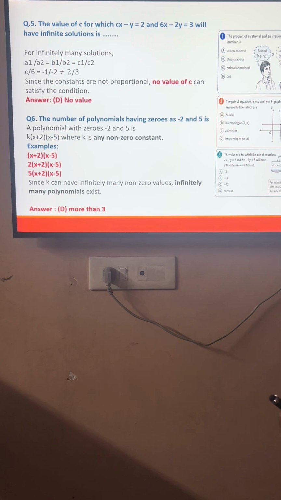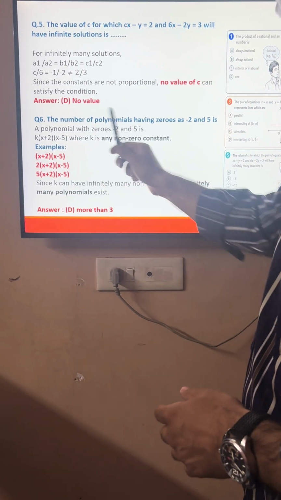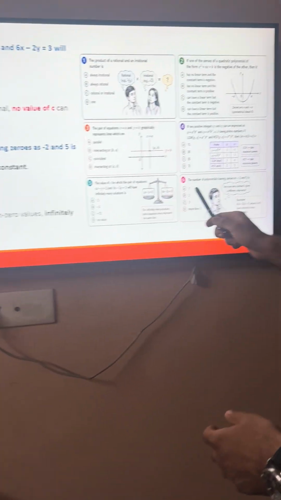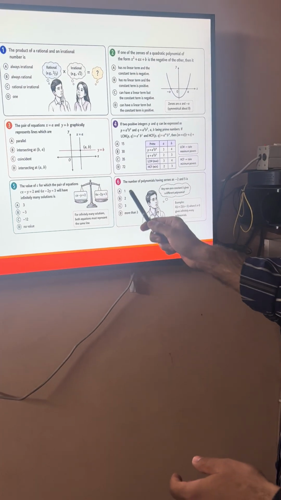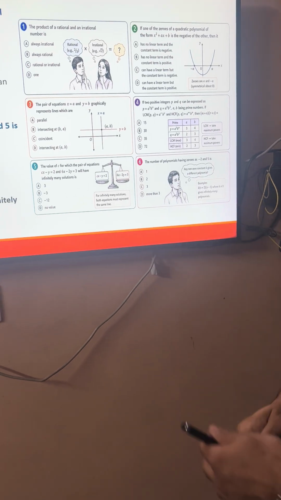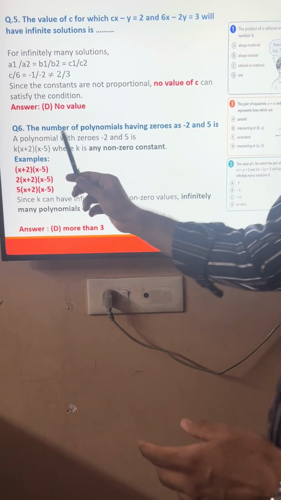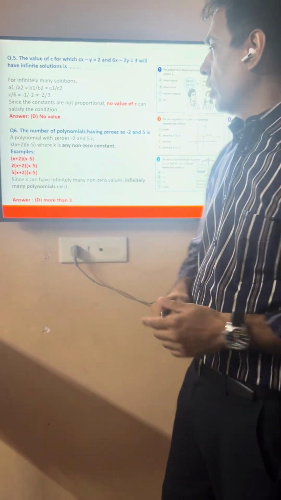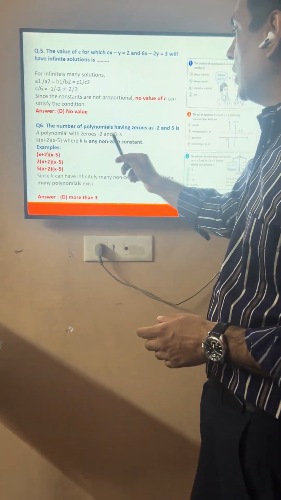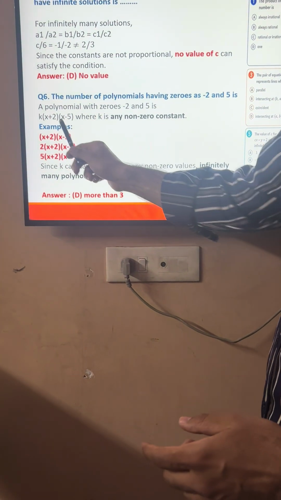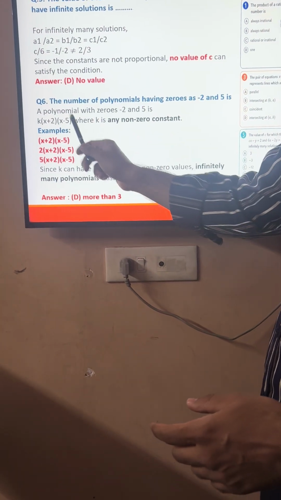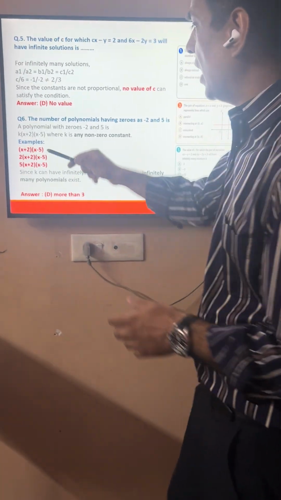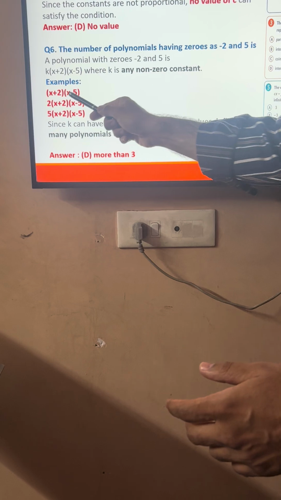Now let's do the last one, which is very interesting. The number of polynomials having these zeros, you need to calculate. Then these 4 options are there: 1, 2, 3 or more than 3. So see, as you know, any polynomial can have infinite number of solutions, right? So the polynomial with zeros, this is x plus 2, x minus 5. These are the factors, and I've written k over here because k is any non-zero constant, and these are examples. It can have x plus 2, x minus 5.